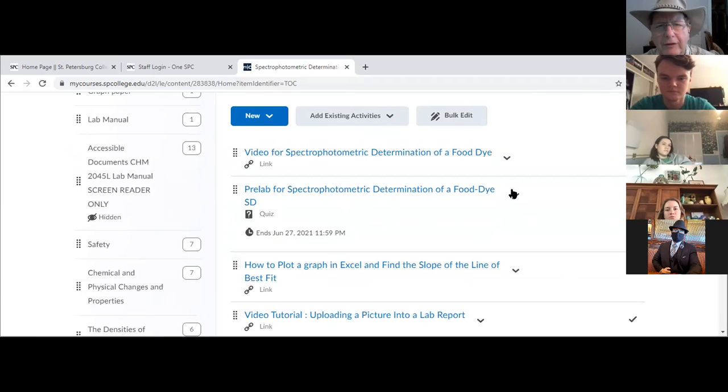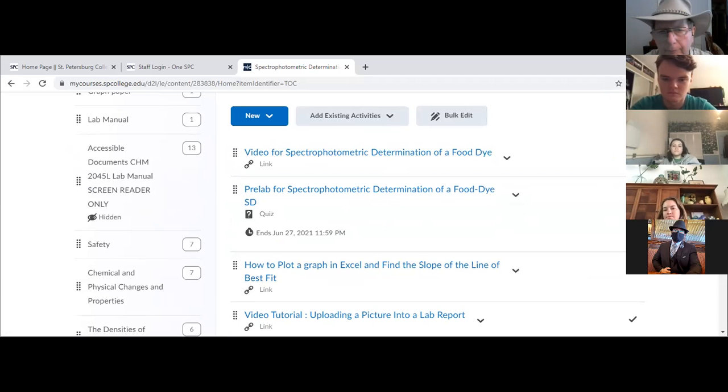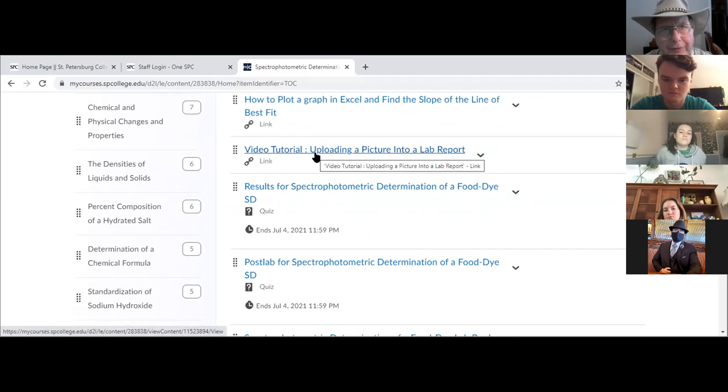Okay, in here it gives you a video. If you like watching them, go for it. If not, you don't really have to. Plot a graph in Excel. It gives you a program for doing that. You are going to need to imprint the graph. There's a video tutorial on how to put a picture into the lab report.